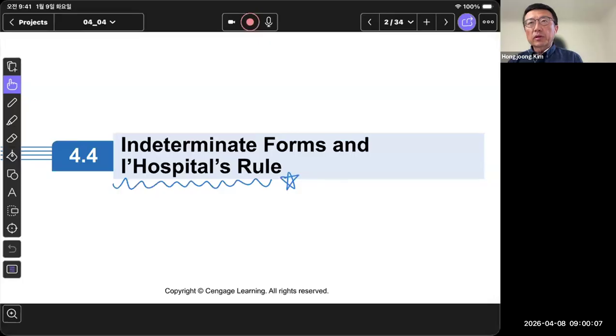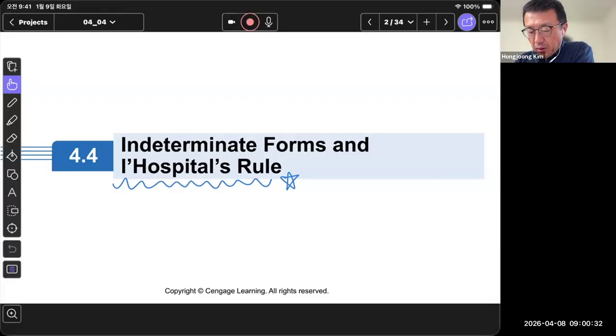Okay, good morning, everyone. We are considering section 4, which covers L'Hopital's rule, which, as I said, is very important. I will definitely ask some questions in the exam from this section, so please listen carefully today.